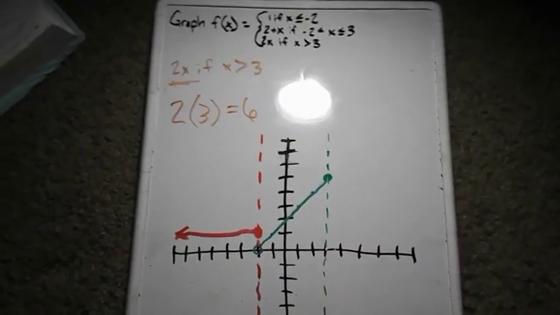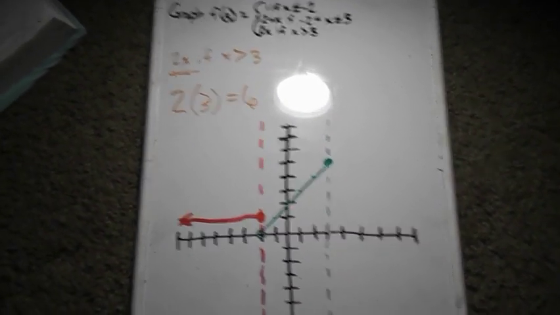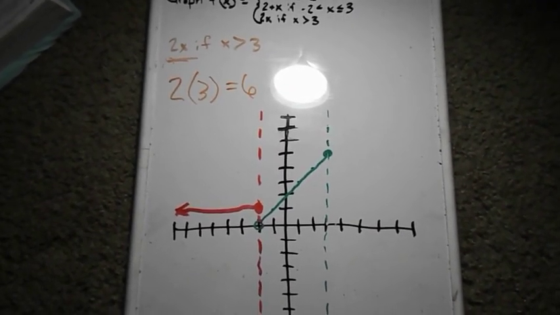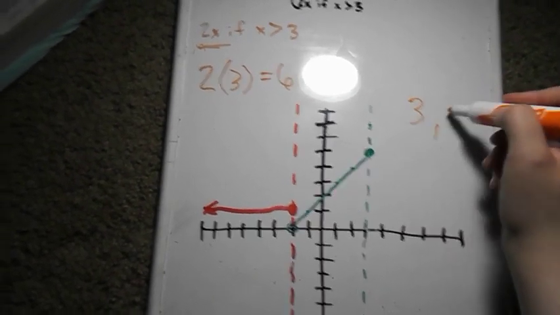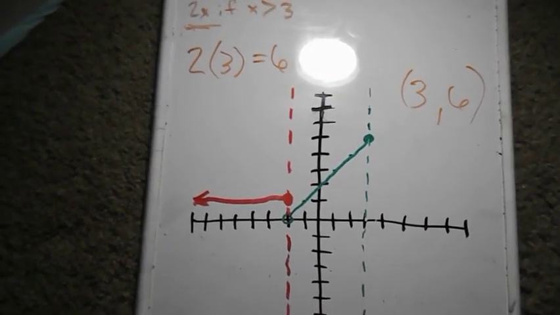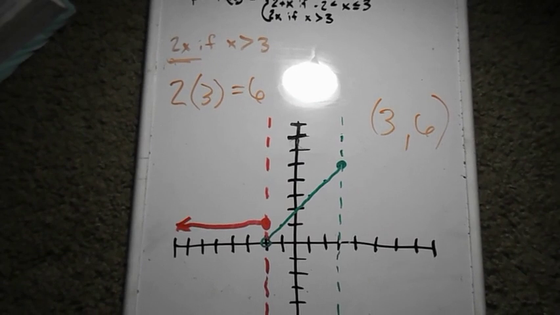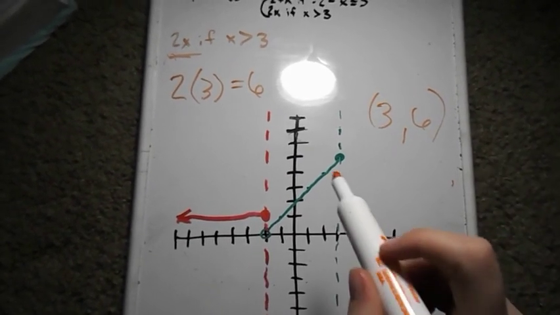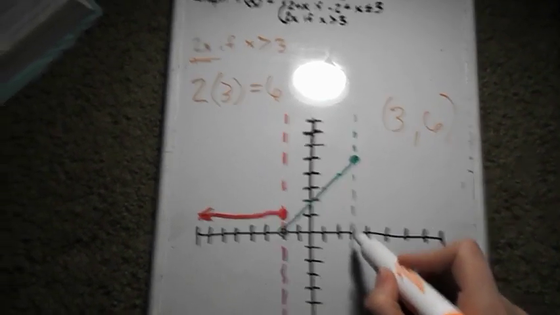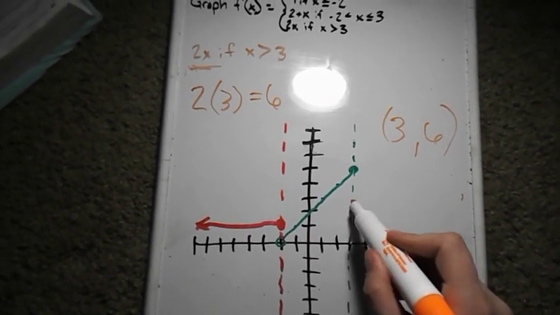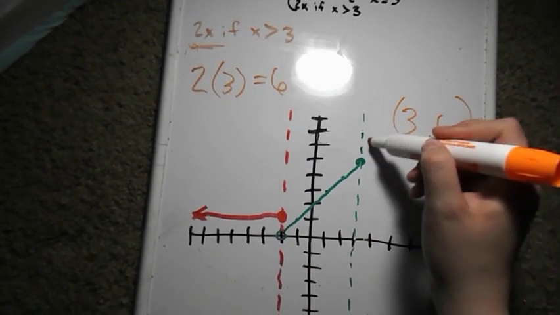Now that we've found the y value, we can find our starting point for where we graph the function. In this case, it'd be (3, 6), because 3 is the x value and 6 is the y value that we found. So we go over 3 on the x-axis, and up 6. So 1, 2, 3, 4, 5, 6.